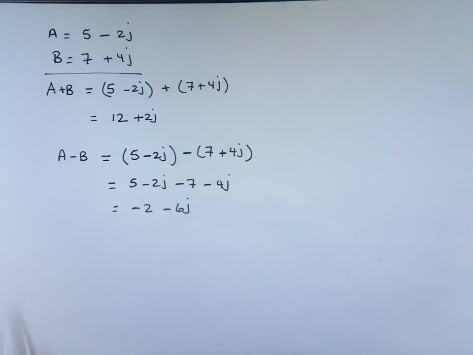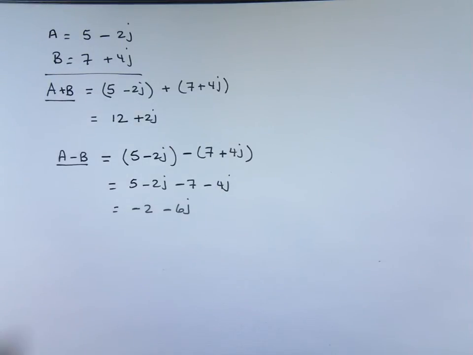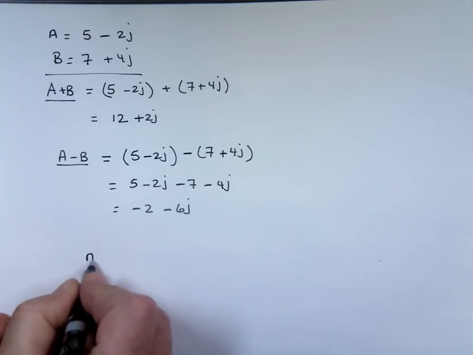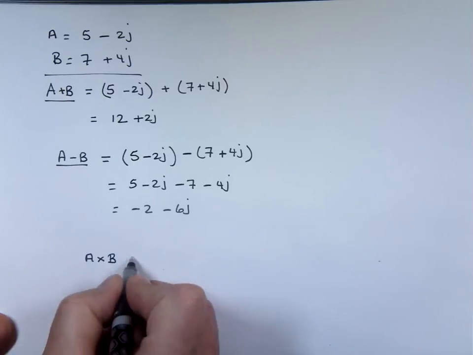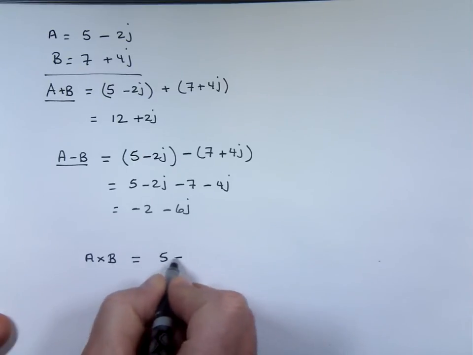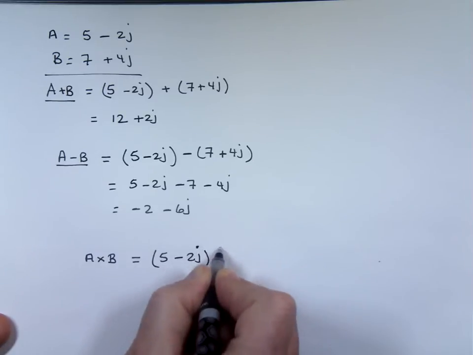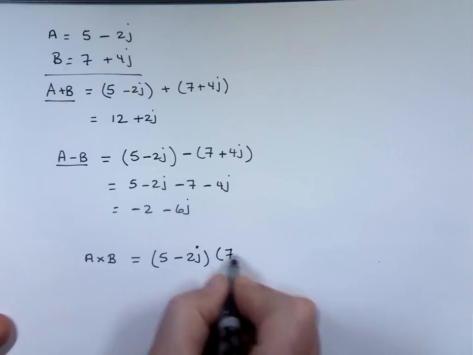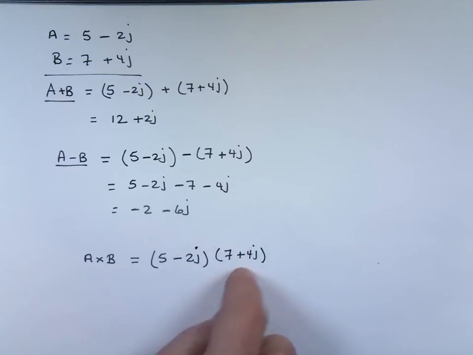Addition and subtraction are straightforward. The more work comes when you have multiplication and division. What is A times B? Again, that's 5 minus 2J times 7 plus 4J. Pretend J is X, and you want to multiply these two. How would you multiply them out? FOIL them.